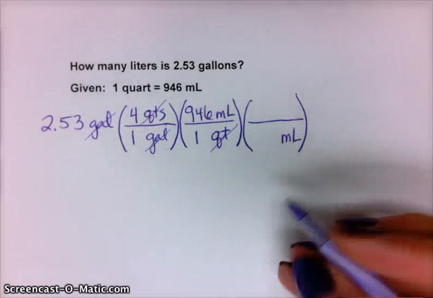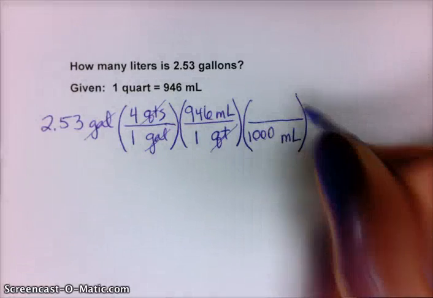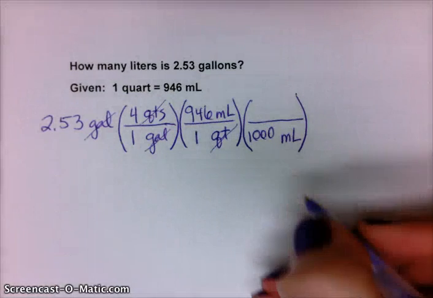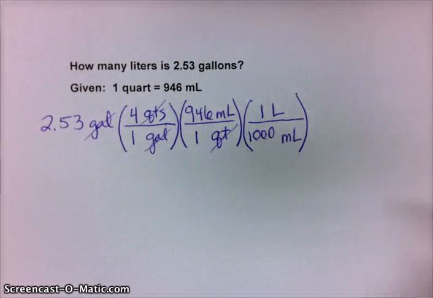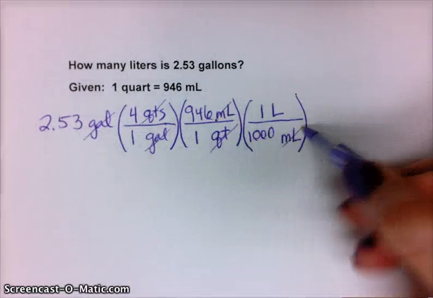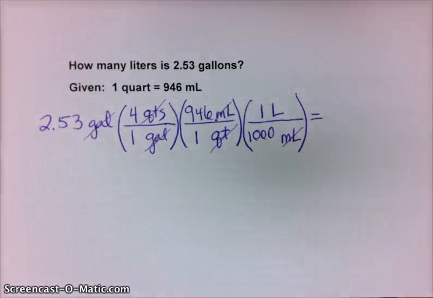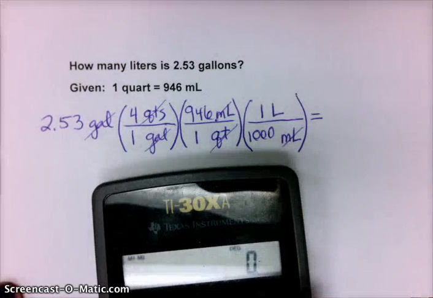And we just said milli stands for 1,000. There are 1,000 milliliters in the 1 liter. And so the 1 liter is on top. This allows milliliters to cancel out. Now that we have liters, we are done. So we're ready for our calculator.